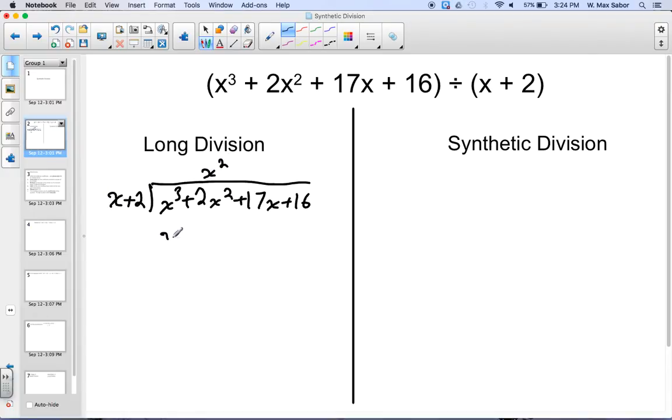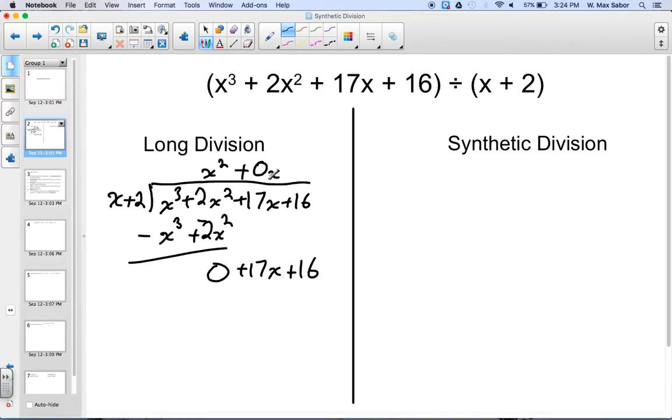X squared times x is x cubed. X squared times 2 is 2x squared. Subtract those. We're left with 0. Bring down the 17x. Nothing goes into x, so we have 0x there. This is 0. Now we bring down the next term because there was a placeholder.